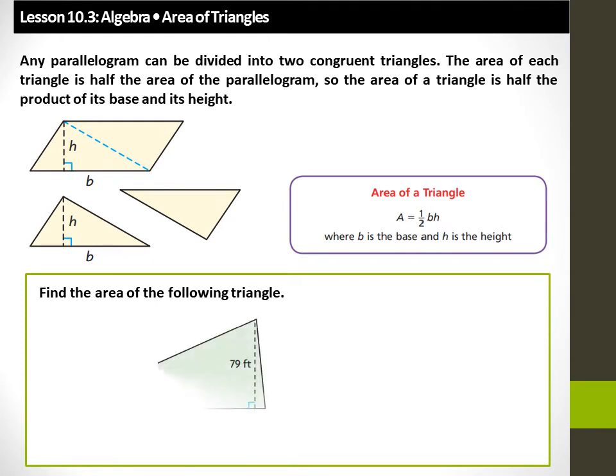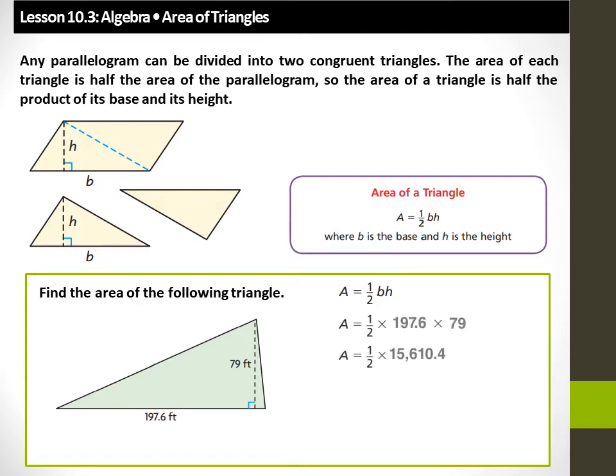Find the area of the following triangle. As you can see in this figure, the base is equal to 197.6 feet and the height is equal to 79 feet. To find the area of this triangle, you must multiply 197.6 by 79 and divide the answer by 2. So A is equal to 7,805.2 feet squared.